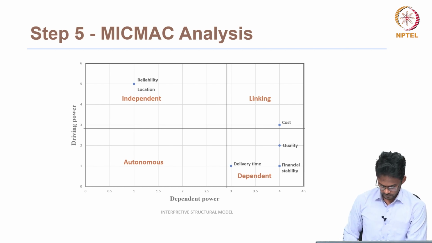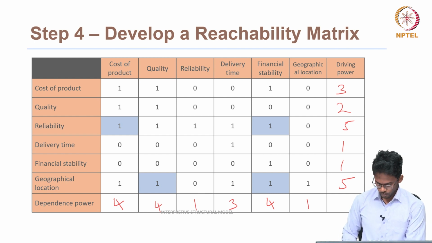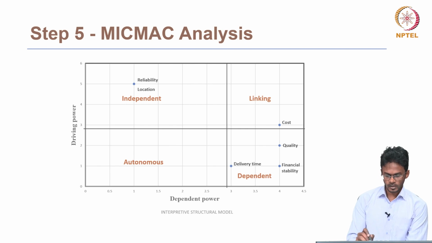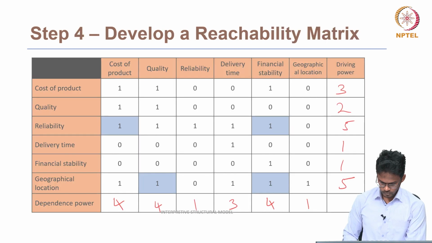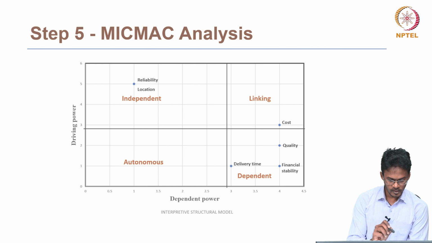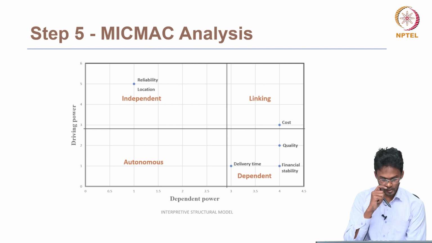Financial stability, you can see the driving power is 1 and dependent power is 4. So, we have to plot a point at 4 comma 1 for financial stability, and delivery time it will be 3 comma 1. And for reliability and location, the dependent power is 1 and driving power is 5, hence we will plot at 1 comma 5.